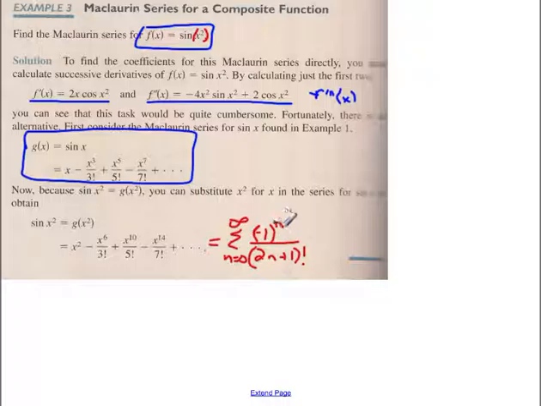So we go -1 to the n, and then we want the first thing to be x squared, so maybe like 2n plus 2 or something, I'm thinking. You know what I mean? Maybe x, I'm just guessing, let's see. 2n plus 2, if we put 0 in, we get squared. If we put 1 in, we get 4. Ooh, that's not quite right, right? We need it to be 6.